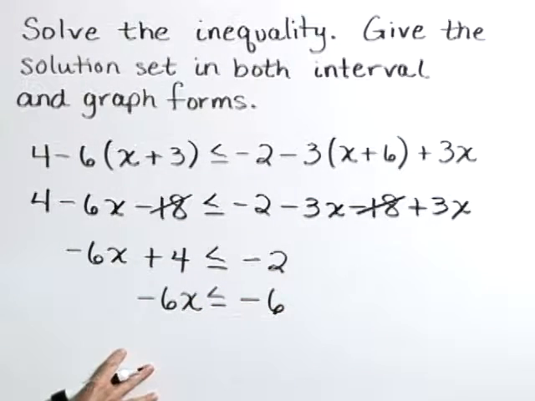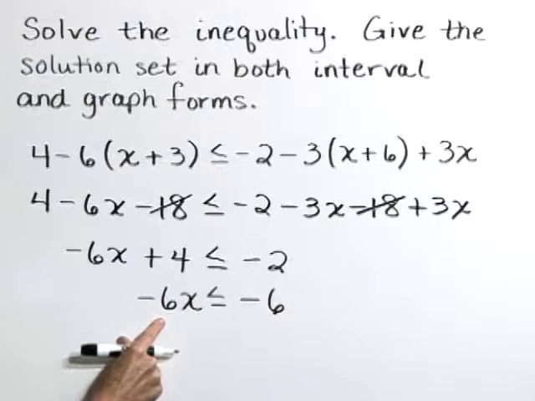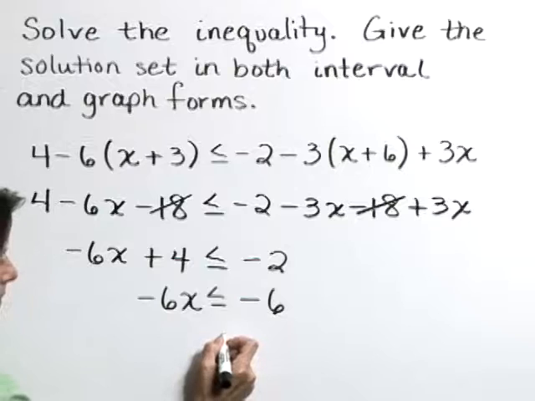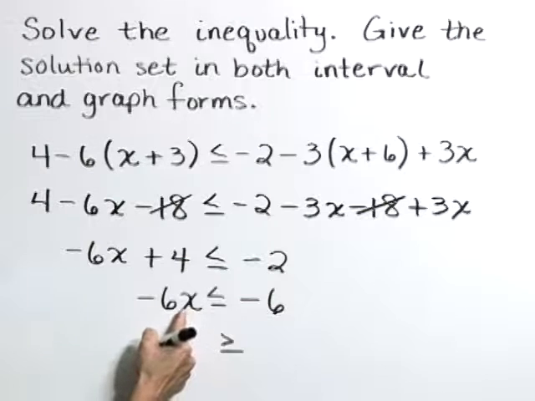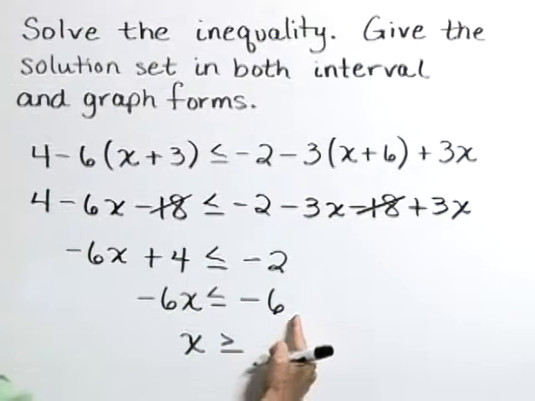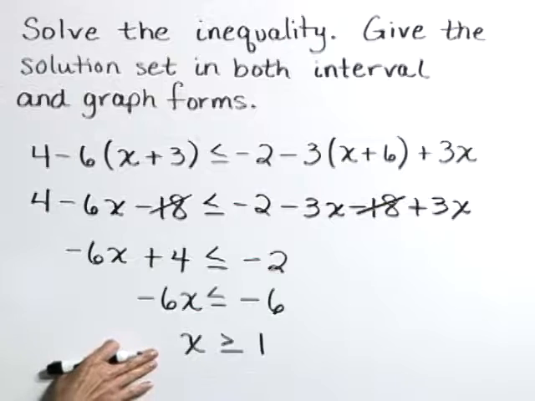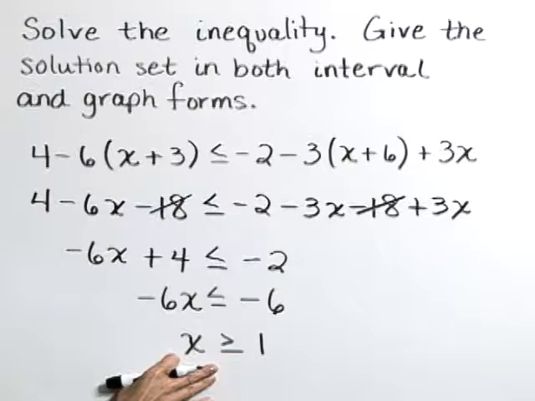And as a last step, I'm going to divide both sides by negative 6. As I do that, I'm going to have to remember to switch the direction of that inequality symbol. Negative 6x divided by negative 6 is x. On the right-hand side, negative 6 divided by negative 6 is a positive 1. So our solution set is all values x that are greater than or equal to 1.